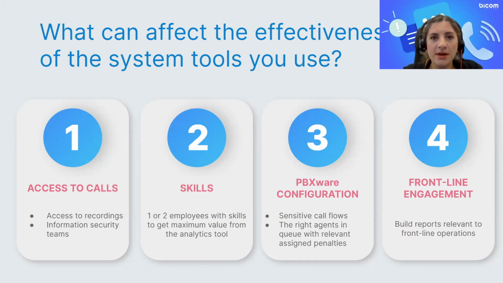So you need to be aware that overlooking sensitive call flows can lead to bad design. Also, you need to make sure that you have a configuration that ensures the right agents are in the relevant queue with relevant assigned penalties. You also need to make sure that agents are using the system properly, meaning using postcodes, not ready state, etc. The fourth factor would be frontline engagement.